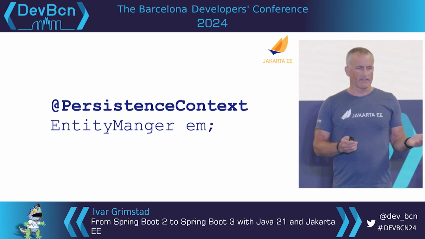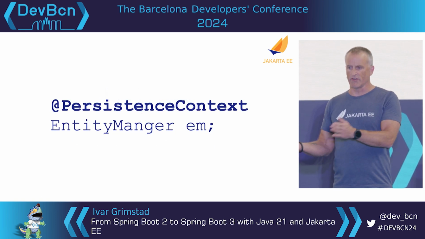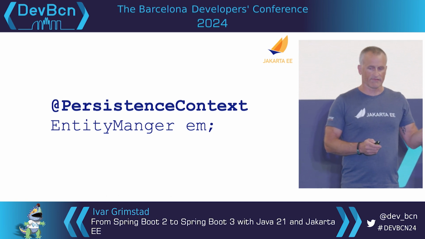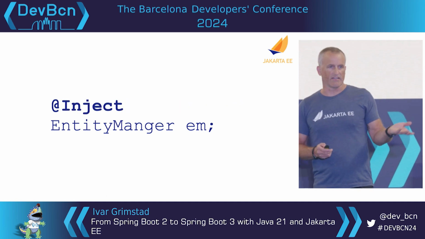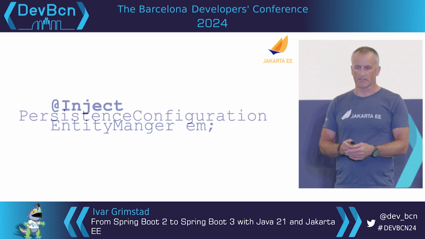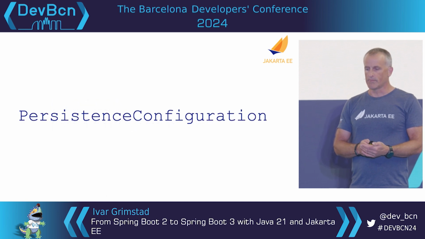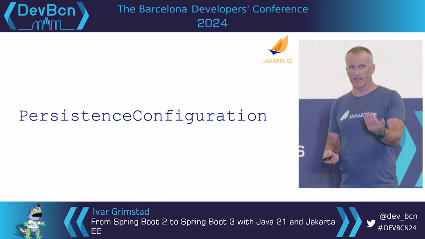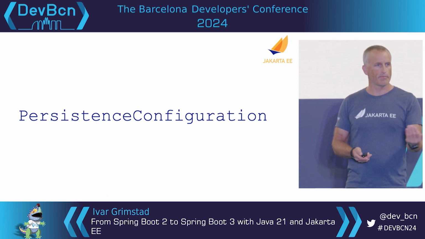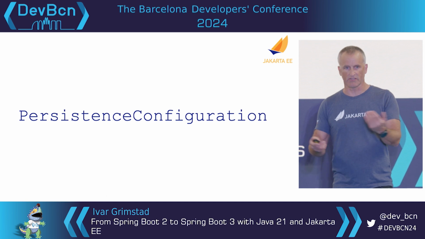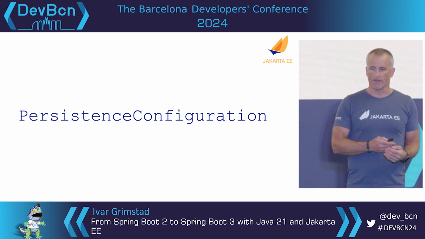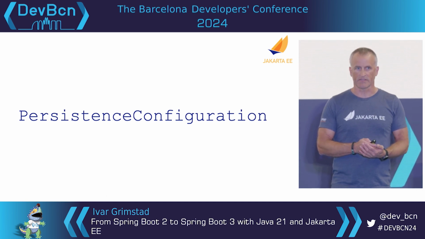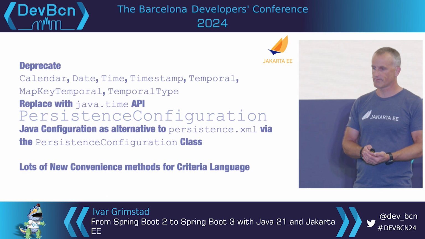And this is not that relevant for Spring, but if you're using @PersistenceContext for some reason, you can now use @Inject for this one, so it supports CDI. But you can do the persistence configuration programmatically by using the Java API for persistence configuration, so you don't need to have the XML files or property files to configure your persistence configuration.